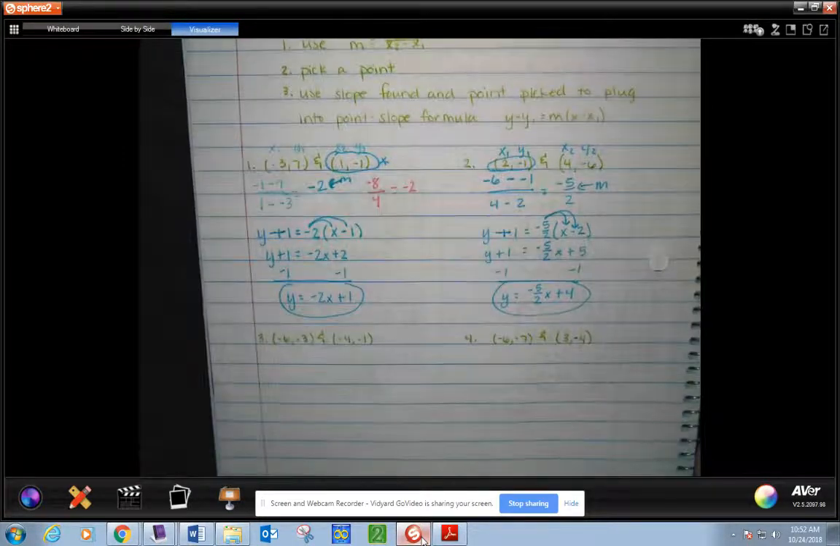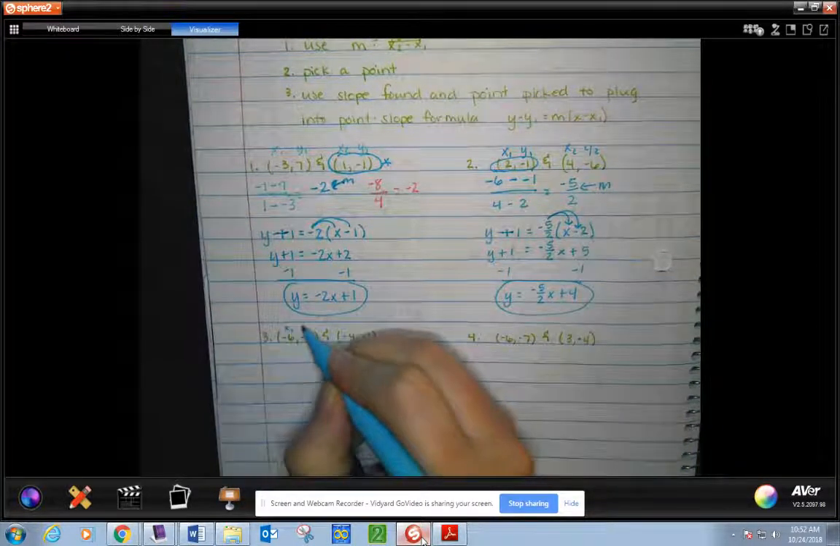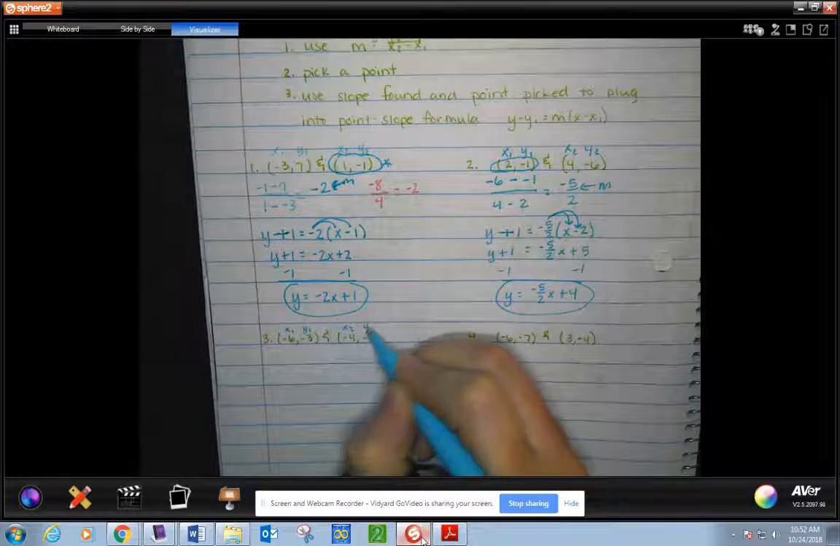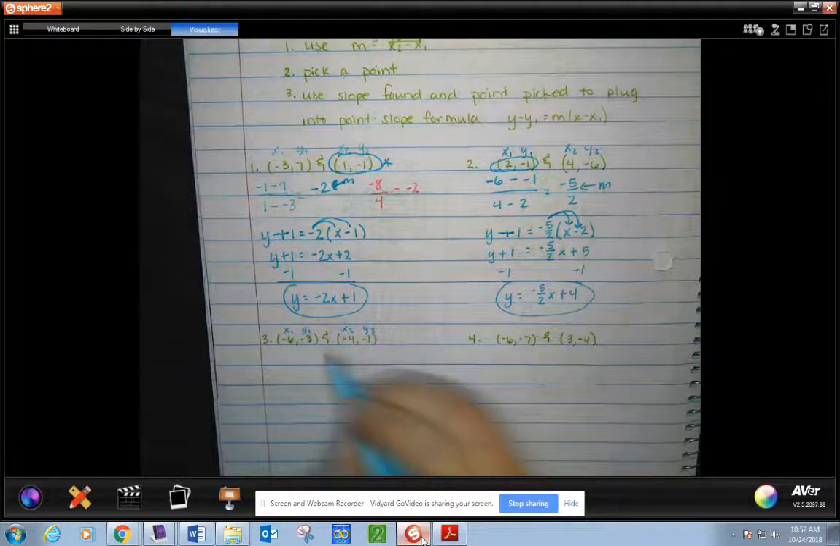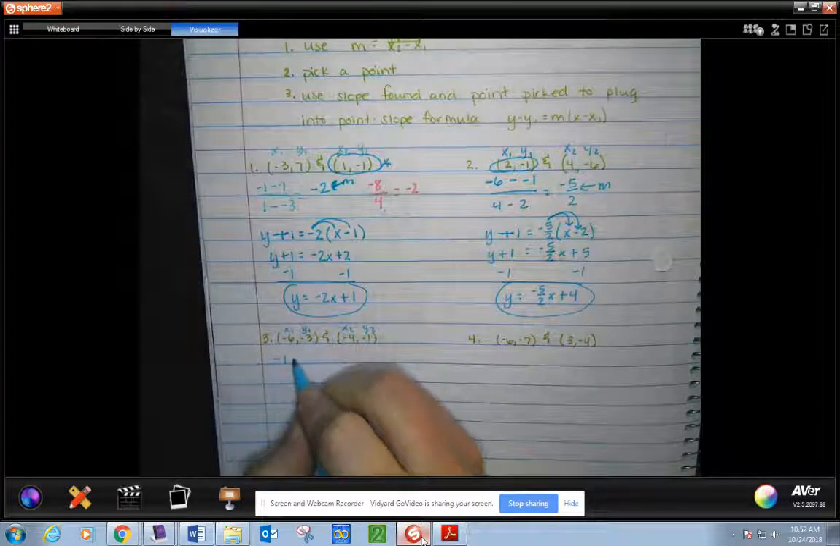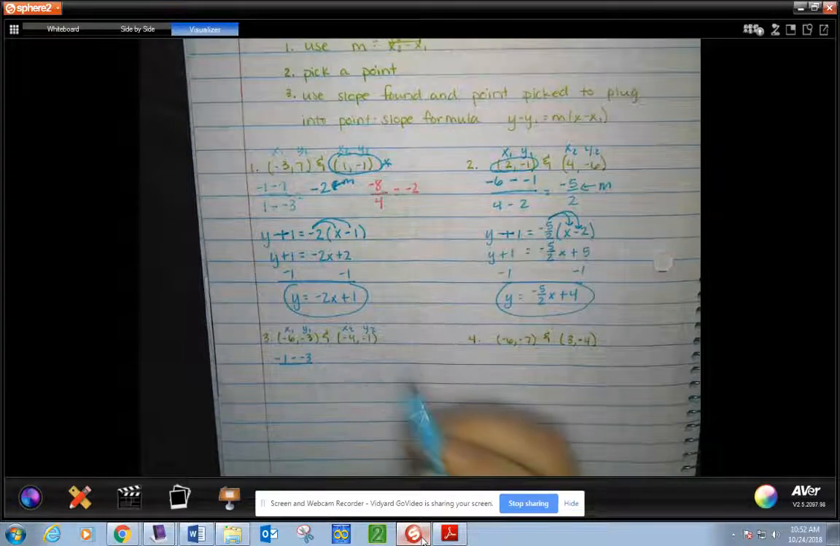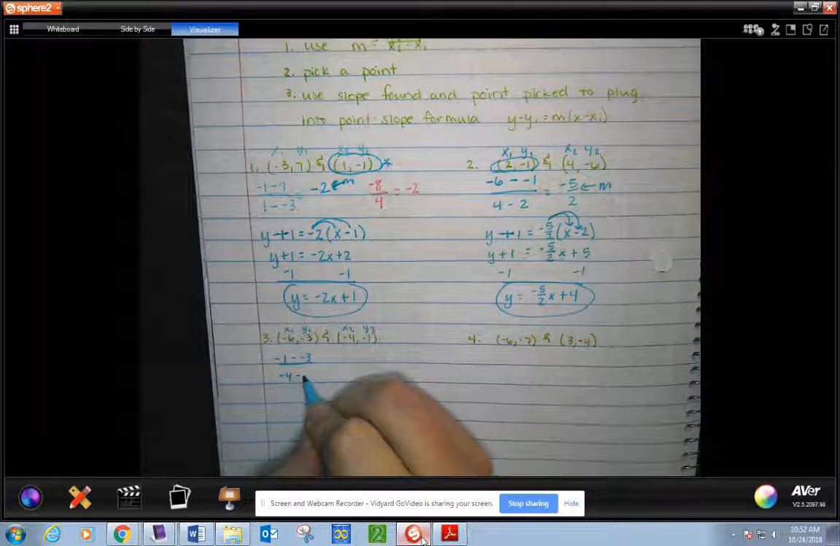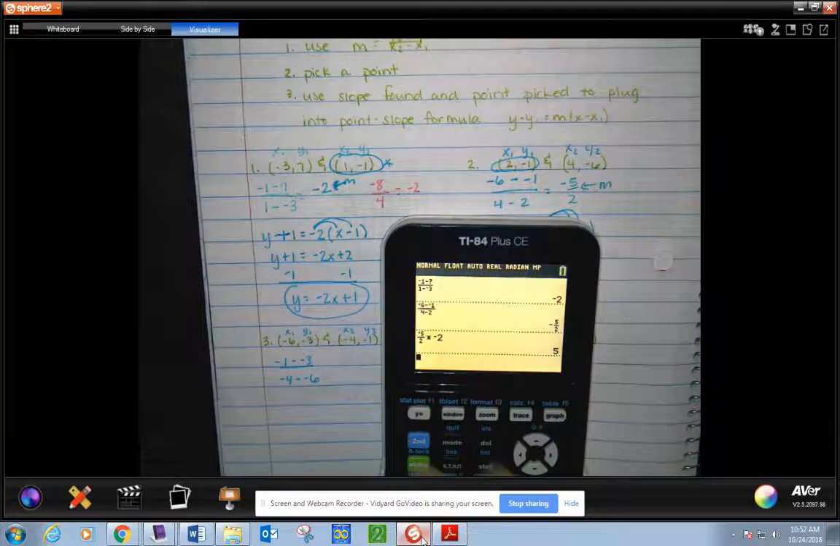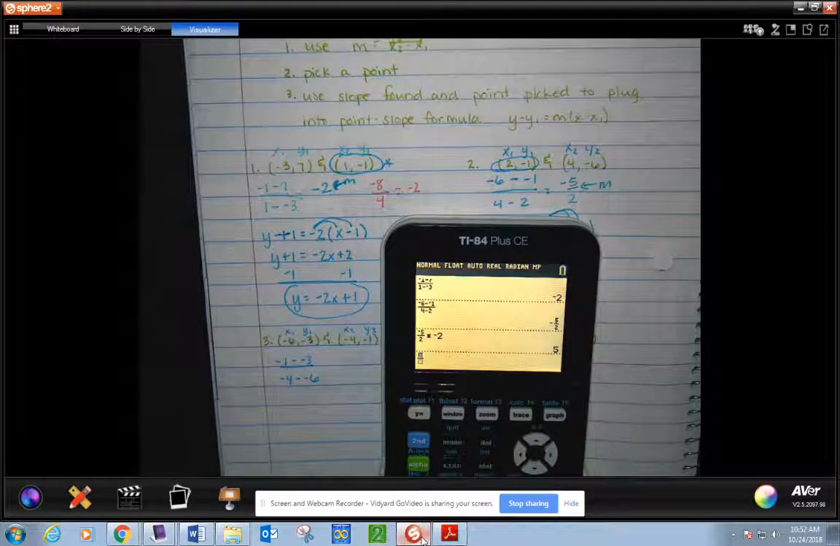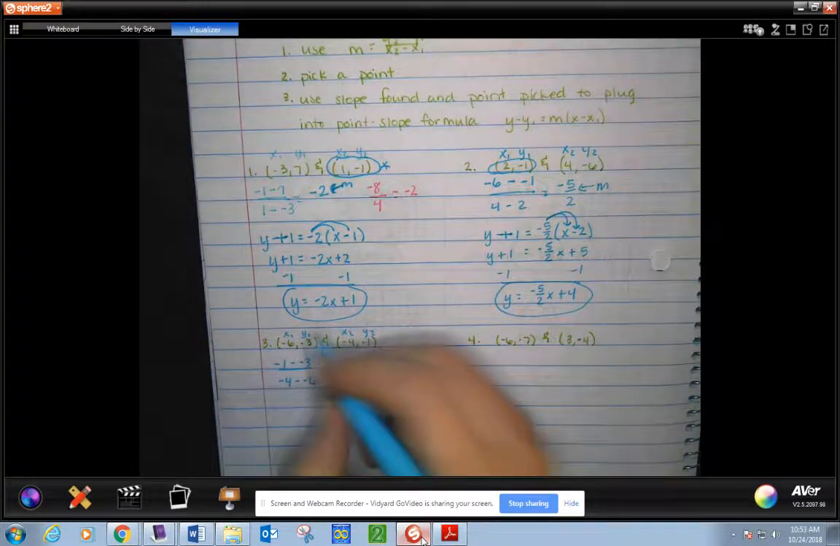Okay, for the last two examples, this is my x1 and my y1, my x2 and my y2. I'm going to plug in the formula. We're going to do negative 1 minus negative 3 over negative 4 minus negative 6. Alpha y equals in your calculator, negative 1 minus negative 3, and negative 4 minus negative 6, and that simplifies down to 1.